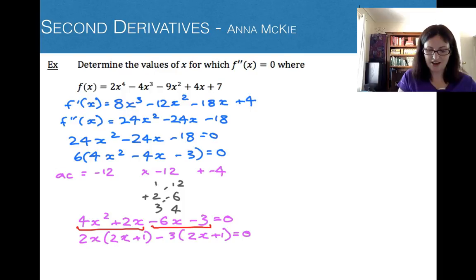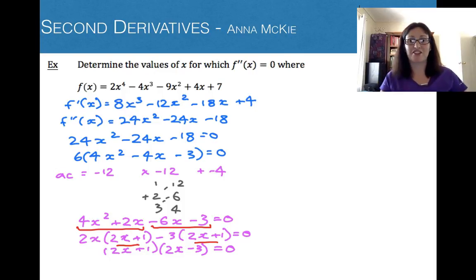Then you can see that that bracket is common to both terms, so you can factorise that out to get 2x plus 1. And looking at what is left from each term, the 2x here and then the negative 3, 2x over there equals 0. I'll solve for x on the next one because I've run out of room.